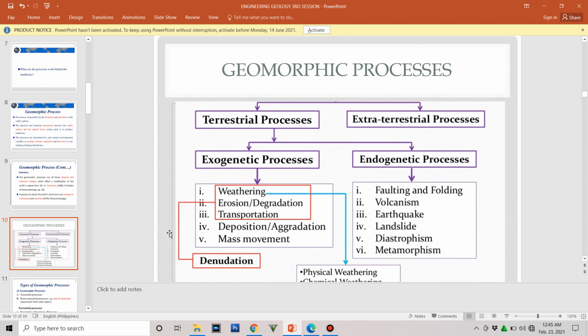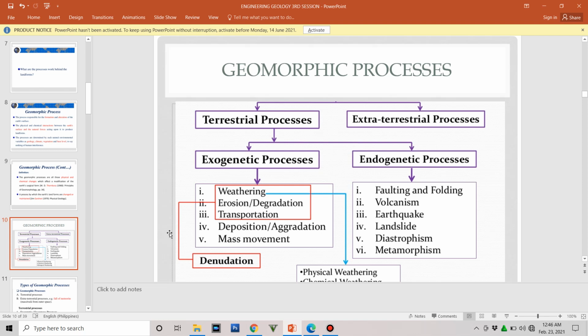So geomorphic processes could either be terrestrial, or processes just within the Earth's lithosphere. Of course, the extraterrestrial one includes the influence of the heavenly bodies that enter the Earth. When it enters the Earth, it would have an impact because of the factor of gravity. So exogenetic processes are outer processes that are influenced by above factors. What are those factors?